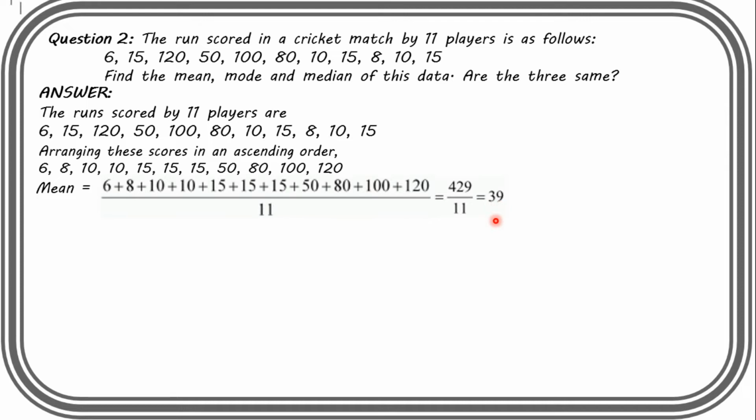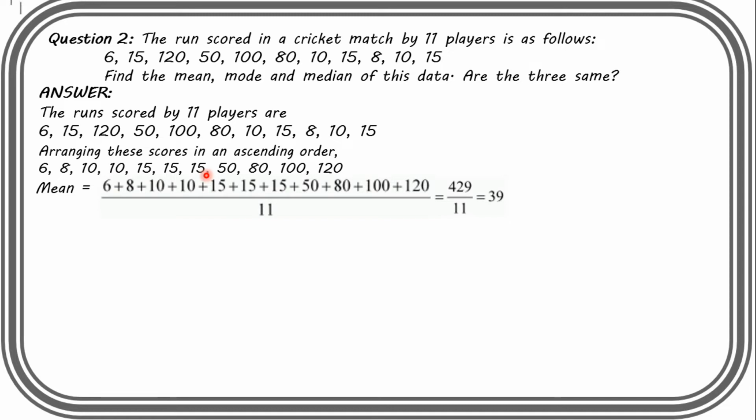Now it's time for calculating the mode. Here we can see which number comes most of the time. 6, 8, 50, 80, 120 come only one time, whereas 10 comes 2 times and 15 comes 3 times. So we can easily find that the mode of this data is 15.